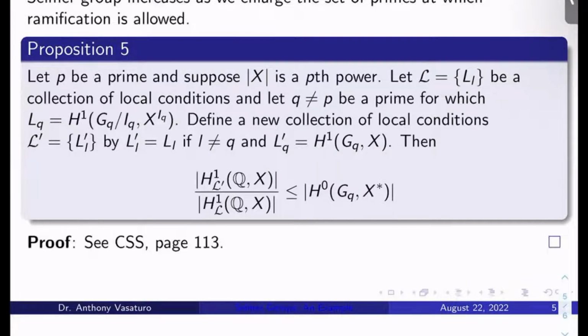Then, again, how is the size of the Selmer group changing as we allow one more ramified prime in? Well, the ratio, the size of H1 sub cal L prime G sub Q X to the size of H1 sub cal L G sub Q X, is no bigger than the size of H0 of G sub Q X star. Okay, so the proof of this can be found in CSS page 113, but this gives you a handle on how much bigger the Selmer groups can be when you add in even one more allowably ramified prime.